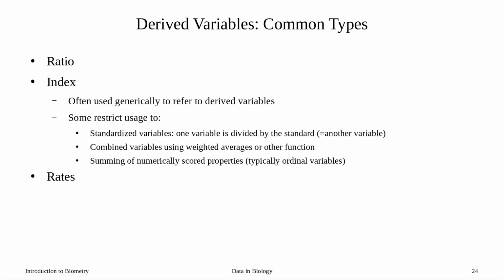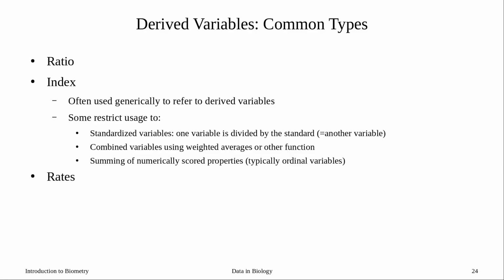Second derived variable is index. These are often generically used to refer to derived variables. So a surface area to volume ratio could also be called an index, and some people would do that. I prefer to restrict the usage of the term index to either standardized variables, a sum of some sort of scoring, or perhaps when we use a function, some sort of equation that uses multiple variables to come up with a single derived variable. So I think index better describes that derived variable.